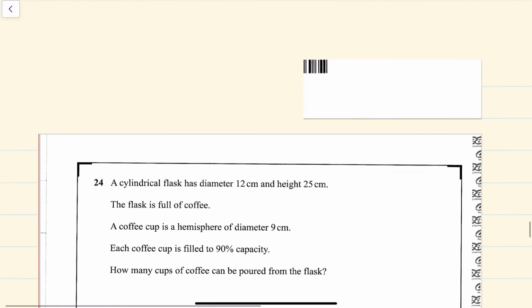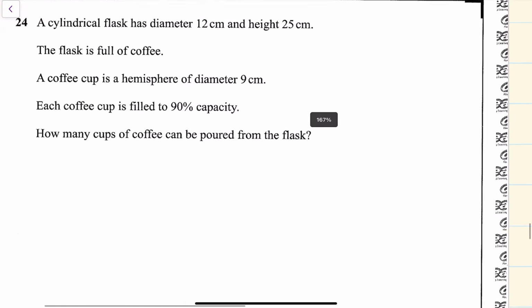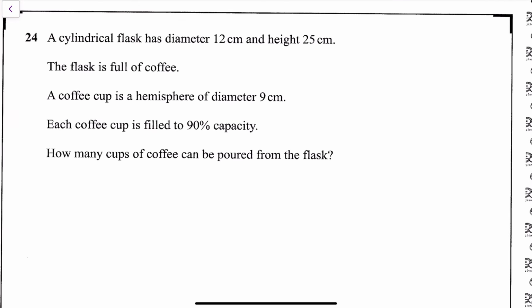Right, keep looking ahead. This is the worst thing to do, to look ahead. Should never do this. Right, okay, a cylindrical flask has a diameter of 12 and a height of 25. The flask is full of coffee. The coffee cup is a hemisphere of diameter 9. Each coffee cup is filled to 90% capacity. How many cups of coffee can be poured from the flask? Right, let's work out the volume of the cylinder first of all.